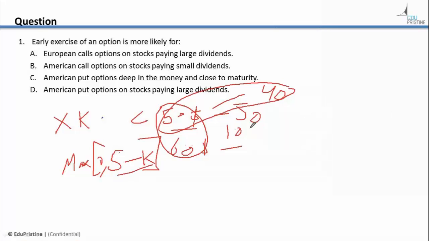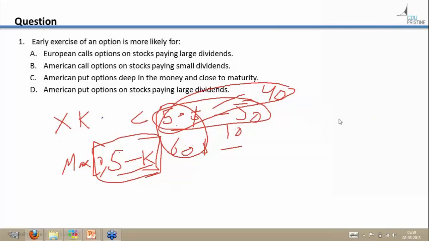Yes, this is known as intrinsic value. Now 50 minus 50, so stock price or spot price is equal to my strike price. What is this called? This is called at the money. So this is at the money, in the money, out of the money. You should know what is in the money, at the money, out of the money.